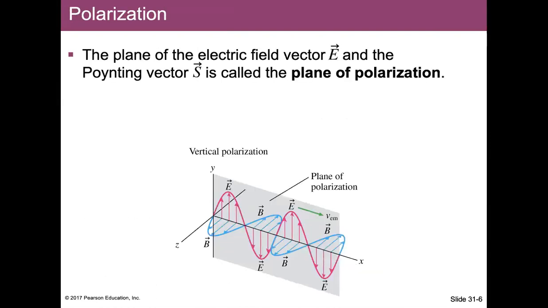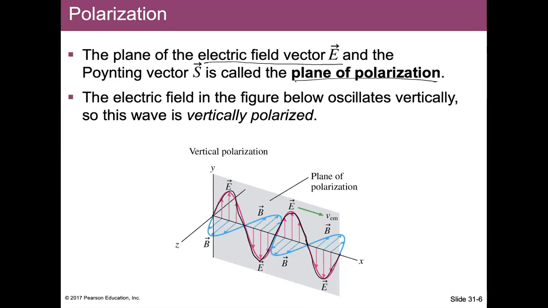So polarization. We start here with our normal, regular transverse EM wave. And in this case, what we see is the plane of the electric field. So it's the plane of the electric field vector and the Poynting vector S that is called the plane of polarization. So it's the electric field vector that gives us our plane of polarization. So in this image right here, the electric field in this figure is oscillating vertically. So this wave is vertically polarized because it's the electric field that's oscillating vertically, as I indicated right here.